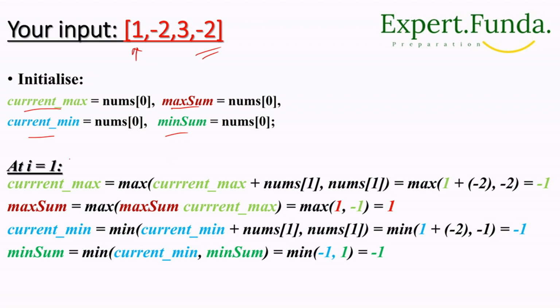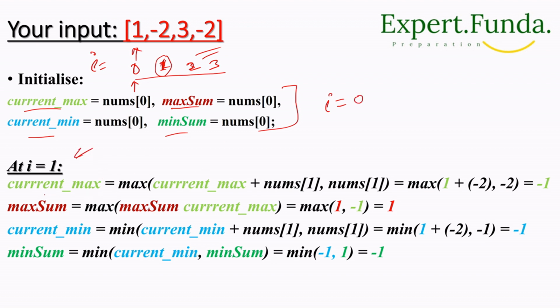Now we'll loop here. Let's suppose we have i, starting from i equal to 0, then 1, then 2, and then 3. So we'll move through these 4 steps. i = 0 we have already traversed, so we go here. I have already initialized the four variables for i equal to 0, so we'll start from i equal to 1.